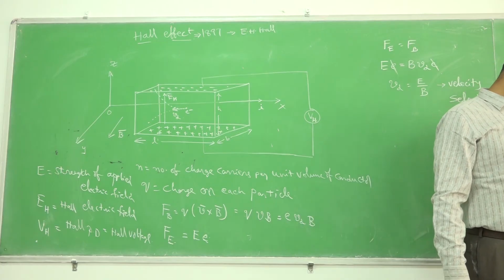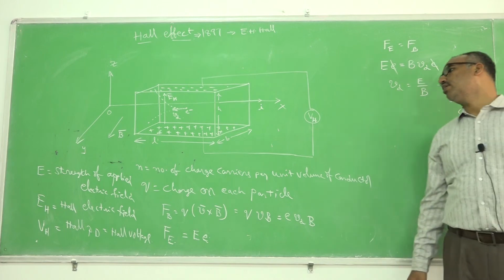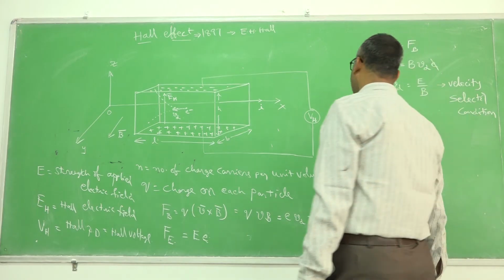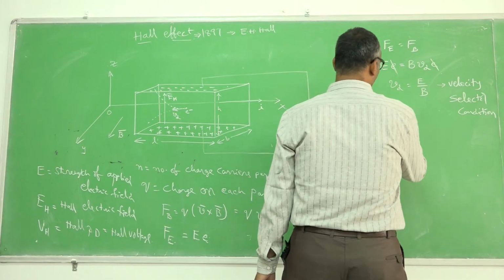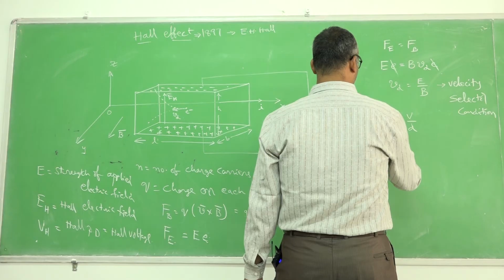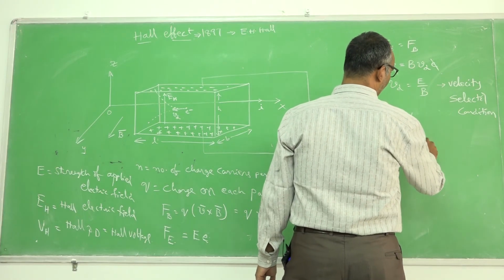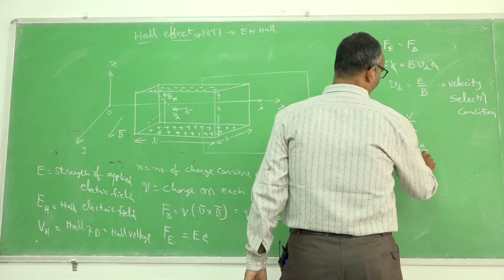Now, I would like to calculate the Hall potential difference. How to calculate Hall potential difference? Potential difference and electric field strength are related like this: E is equal to V by d. Here, in the place of E, I consider the Hall electric field developed, equal to Hall potential by h, since this Hall potential is developed over a separation of height h.